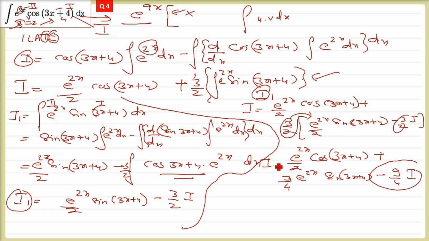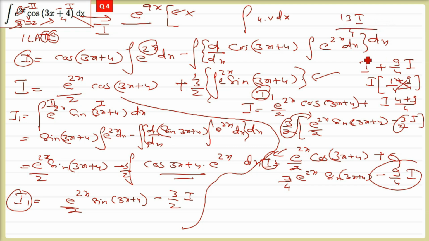Okay, the negative 9 by 4 I we will shift to the left hand side and add it with I. So I plus 9 by 4 I. This I will come out, 1 plus 9 by 4, that is 4 plus 9 by 4. So this will be 9 plus 4, that is 13 by 4. So the whole left side will be 13 by 4 I.